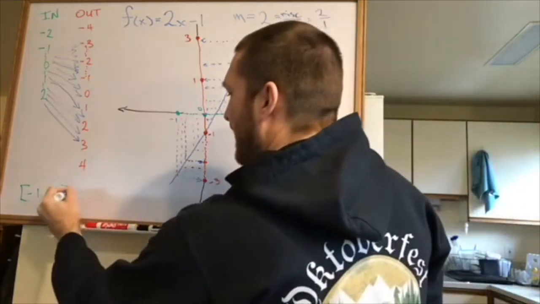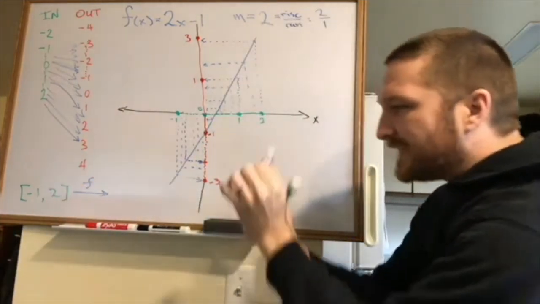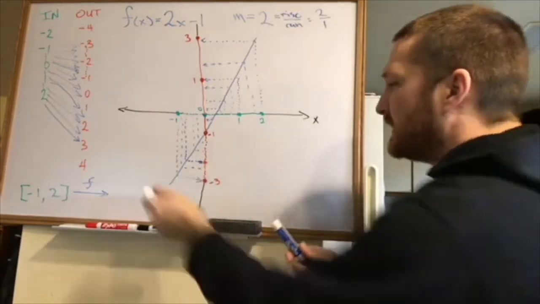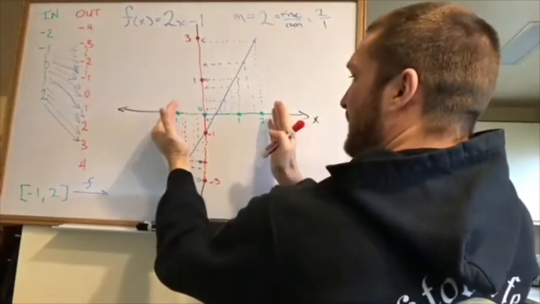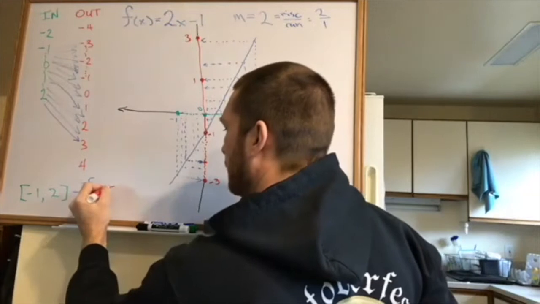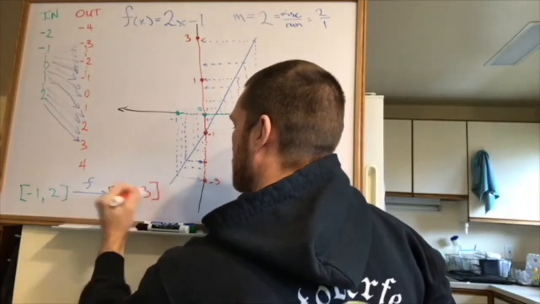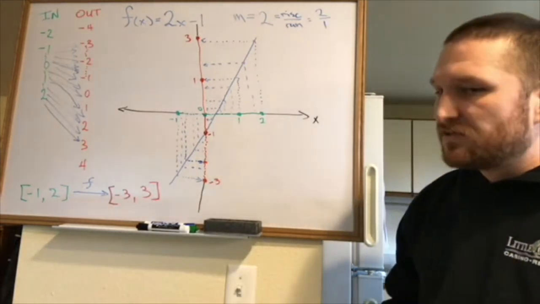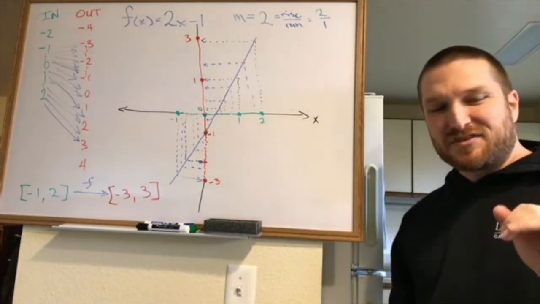The function f maps that interval. It takes that interval and just kind of stretches it out. It says, when we plug in this guy, the interval we get out goes from -3 to 3, like that.